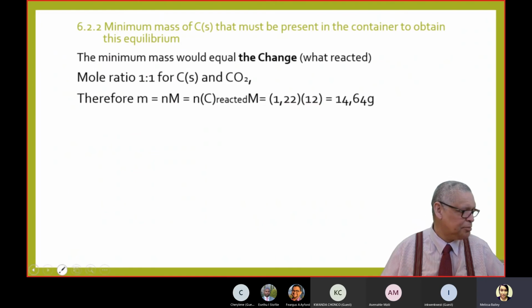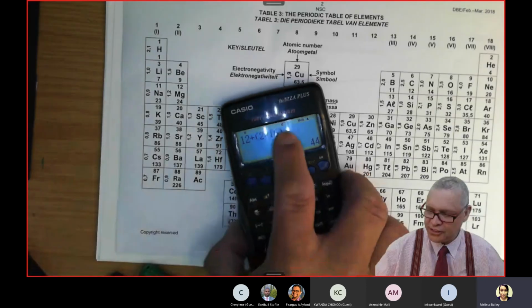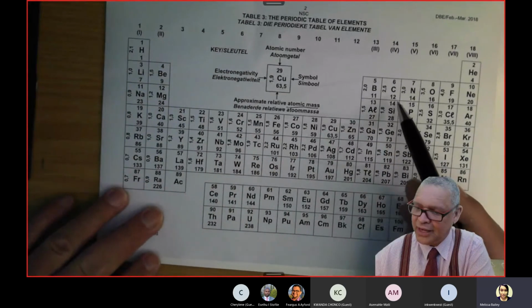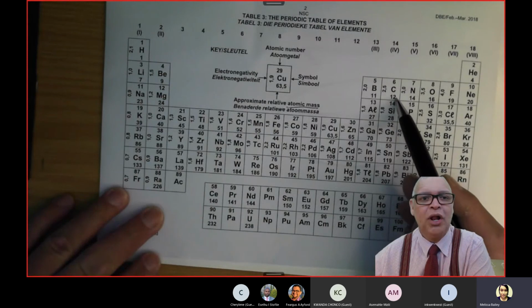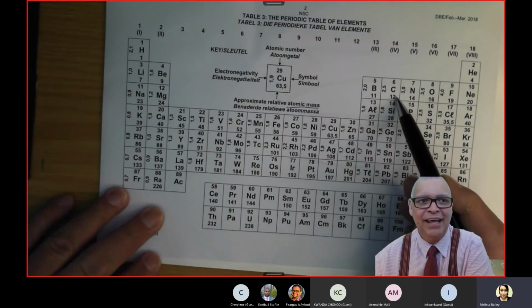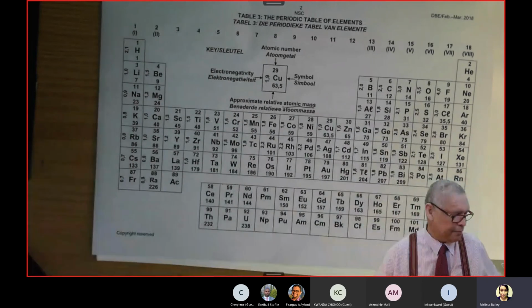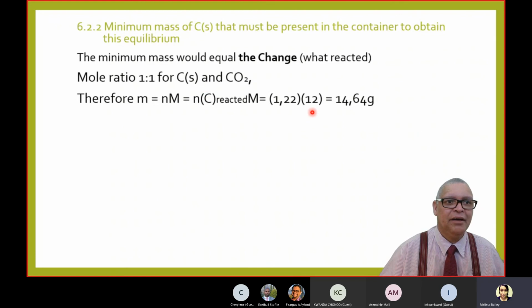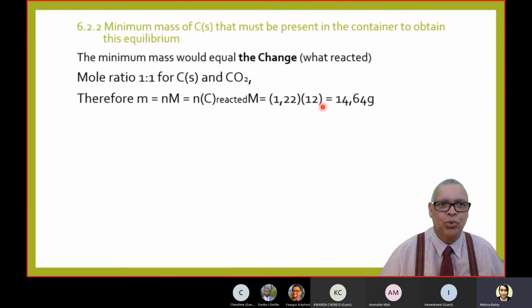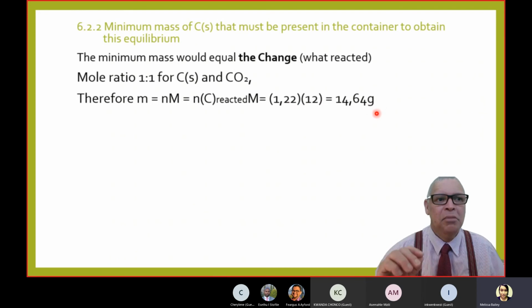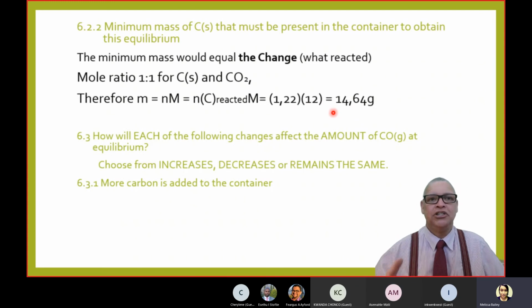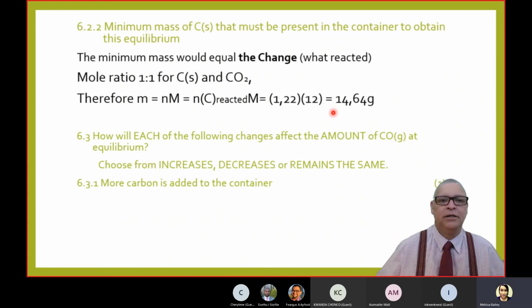Well, once again, let's just go to our periodic table because it's important for us to see these things all very nicely. If we take carbon, there's carbon here. Notice that's where we get the 12 from. The 12 represents the molar mass of carbon, all right? So that's where the 12 comes from there. Going back to the monitor now, here we see the following. There we have 1,22 multiplied by 12, and we're going to get 14,64 grams. That is the minimum mass that should be present in the container to obtain that equilibrium.